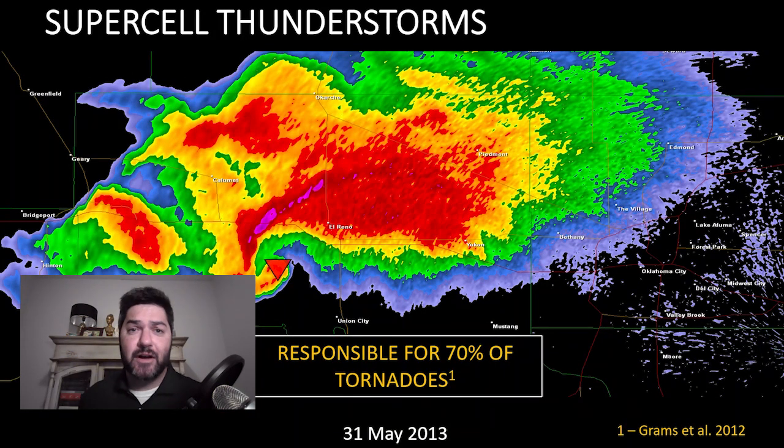So, today we're going to talk about supercell thunderstorms. These rotating thunderstorms are responsible for 70% of tornadoes, including practically all EF4 and EF5 type tornadoes, and also giant hail. So not every supercell is going to produce a tornado, but pretty much every tornado, 70% of them in this case, is produced by a supercell. So the approach here is that if we can learn something about how supercells form, the ingredients that it takes to produce them, then we can forecast tornadoes a little bit more reliably.